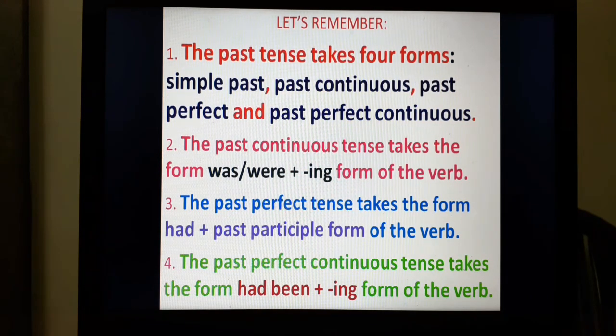Let's remember, the past tense takes 4 forms: simple past, past continuous, past perfect, and past perfect continuous. The past continuous tense takes the form was or were plus ing form of the verb. The past perfect tense takes the form had plus past participle form of the verb. The past perfect continuous tense takes the form had been plus ing form of the verb.